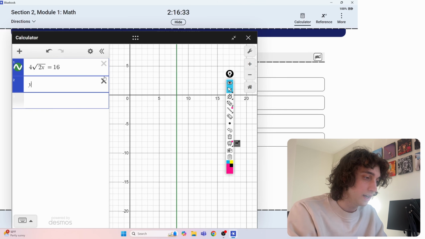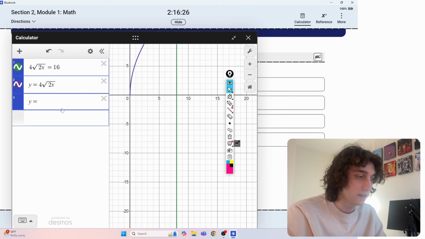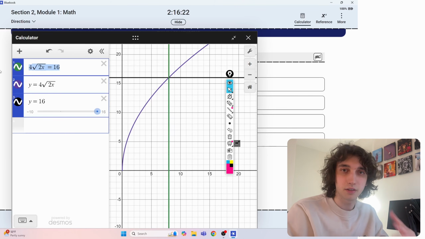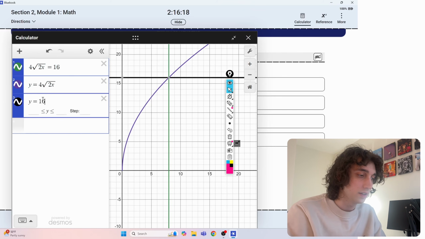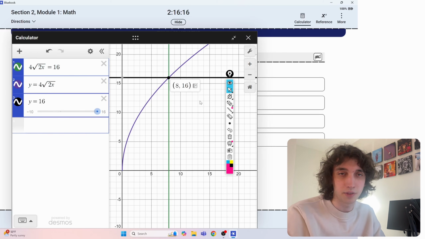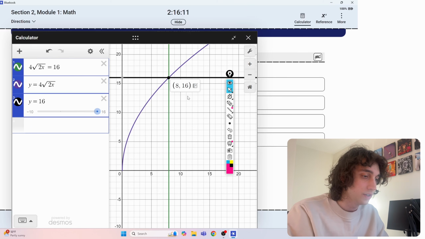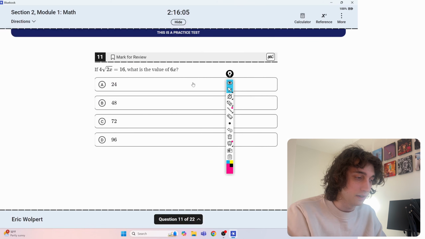So what we can do to solve this is a very easy fix. We simply do y equals the left-hand side of the equation, so 4 sqrt 2x, and then y equals the right side of the equation, 16. Basically we're breaking the single variable equation down into a system of equations. So this is one equation, this is another, and what we're concerned with is the point that they intersect. Notice this point is at the green vertical line. So we have 8, 16. We are concerned with solving for x, so we're concerned with 8. And so that would be the correct answer for x.